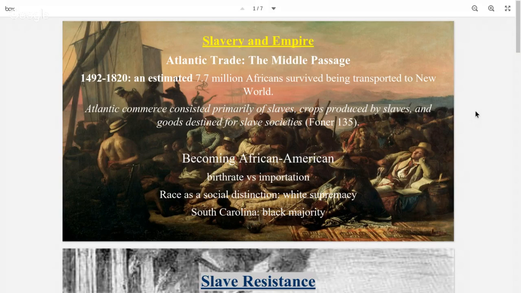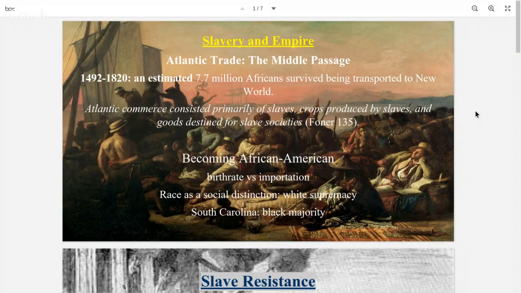The idea being, pack them all in. They're captured. You trade some rifles or some textiles or some whatever. You purchase them outright, and you just get a bunch of these prisoners of war, basically, from some tribe, some African nation. They conquer a neighboring group. They grab people and sell them so they can get more weapons and continue to fight and be a more dominant group in the region, right? So this happened, and they were packed into these ships to the point where between 1492 and 1820, it was estimated that 7.7 million Africans survived being transported to the New World.